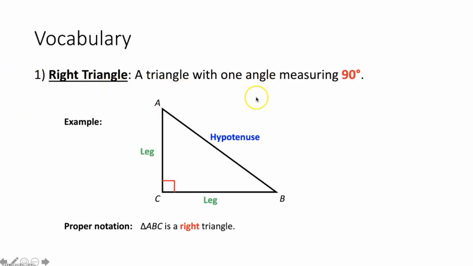First thing we're going to talk about is a right triangle. That's a triangle with one angle measuring 90 degrees. So if you look at our example down here, we have triangle ABC. And in triangle ABC, we have one angle, angle C, that has this little red box here. This little red box denotes a right angle, meaning that the measure of angle C must be 90 degrees. Because this triangle has one angle measuring 90 degrees, triangle ABC must be a right triangle.